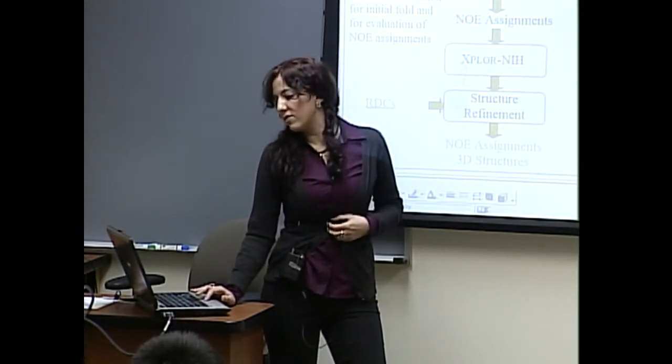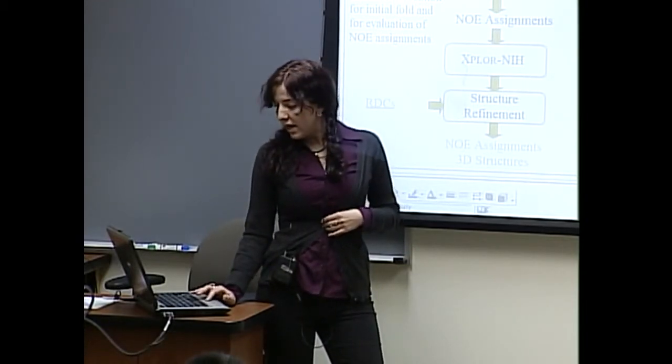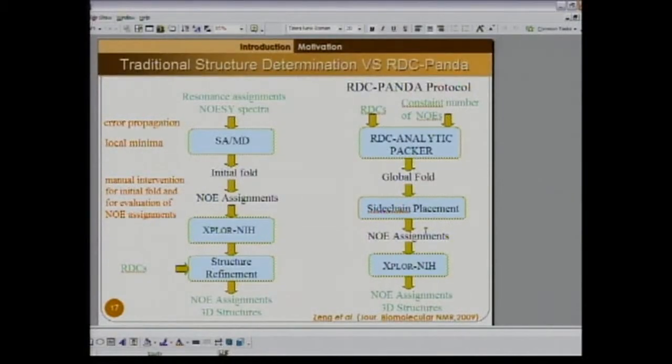Just from RDCs and a constant number of NOEs, the global fold can be computed reliably. And once that is done, NOEs can be assigned, the bottleneck in NMR spectroscopy. They can be assigned also reliably and in an automated fashion. And also sidechain placements. Our software also uses sidechain placements, a smart algorithm to do that. So in the end, we have NOE assignments and 3D structures computed in an automated fashion.